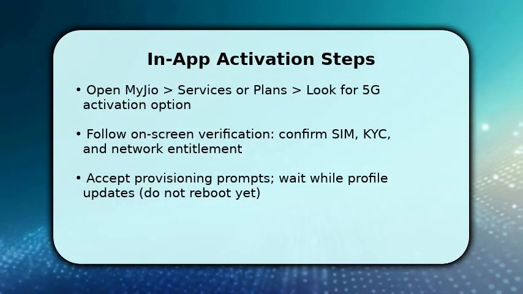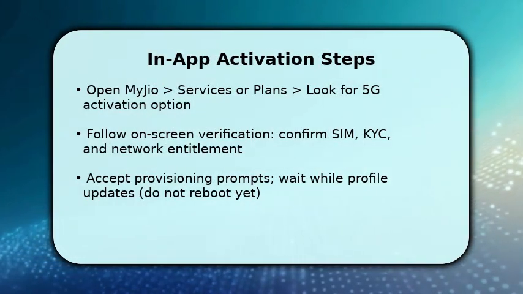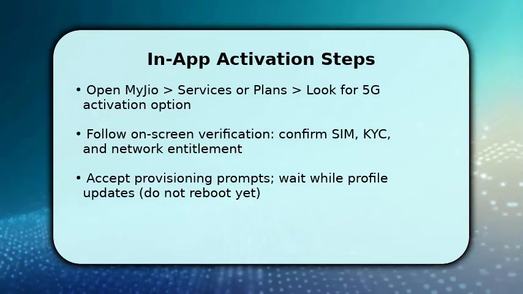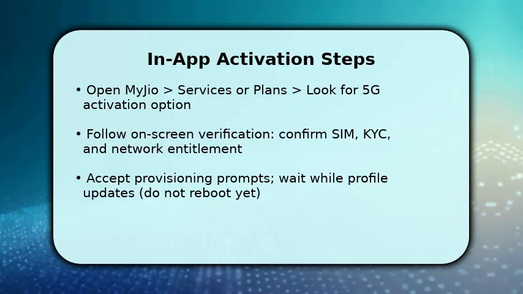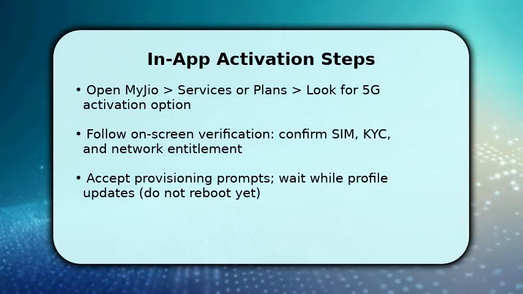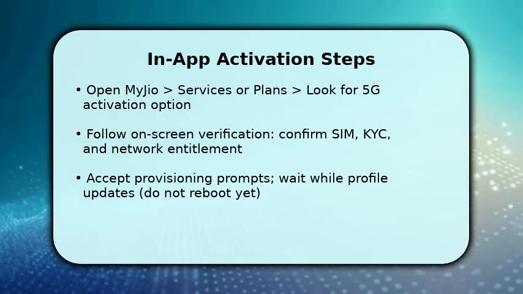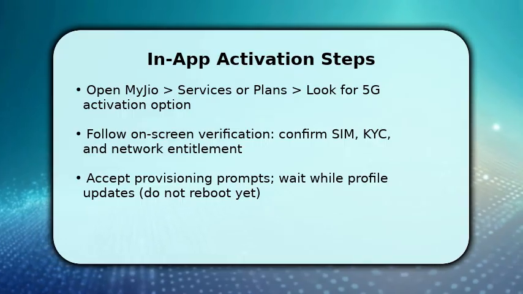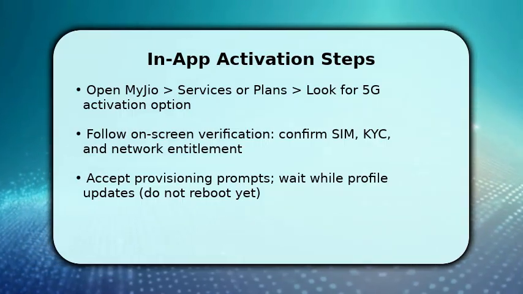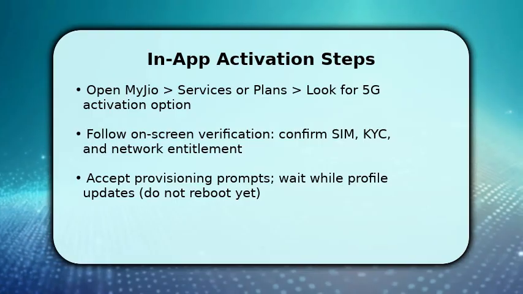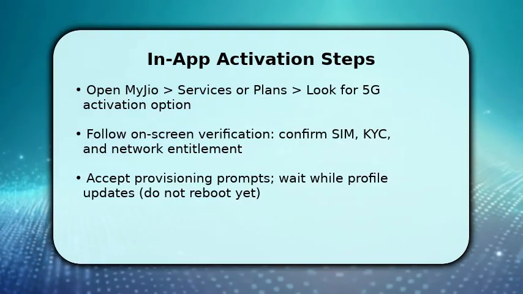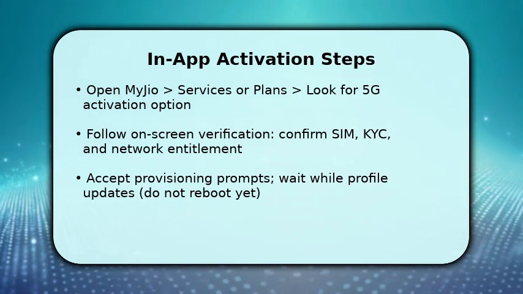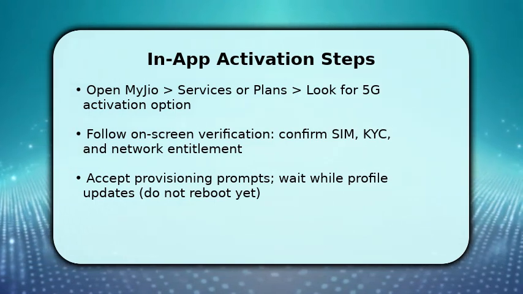You now walk through the My Jio activation flow, open services or plans, and select the 5G activation tile. Follow verification steps, confirm SIM number, complete any outstanding KYC, and accept the entitlement check results. Once the app presents provisioning prompts, approve them so the operator can push a 5G profile to your SIM. While the profile updates, you should remain on Wi-Fi or low data usage. This ensures the update completes cleanly without network interruptions or dropped sessions.